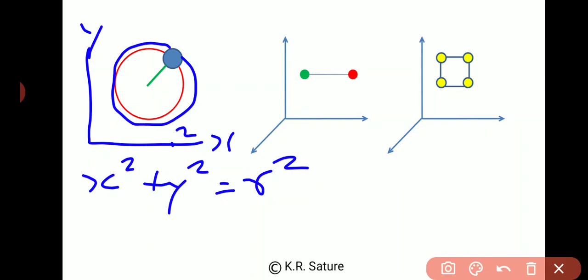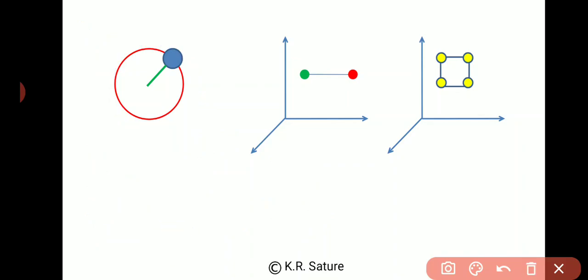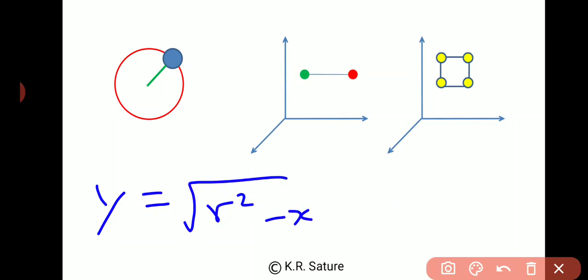Then if I want to find out what y will be, I can find that by this equation. I have to put the x coordinate here, then if the radius of the circle is some constant value, let's say 5, I have to put that here, and by rearranging terms or by taking the square root, I can find the value of y. What will that be? That will be y is equal to the square root of r square minus x square.